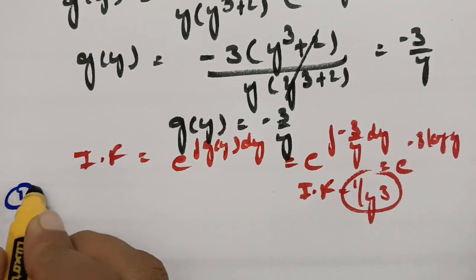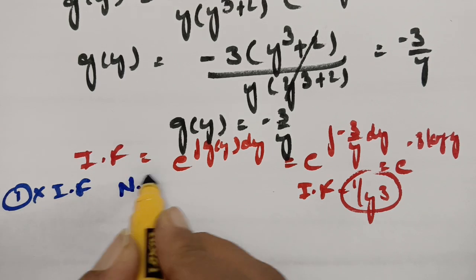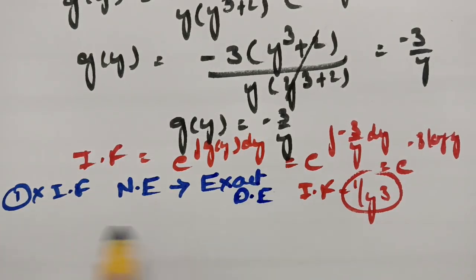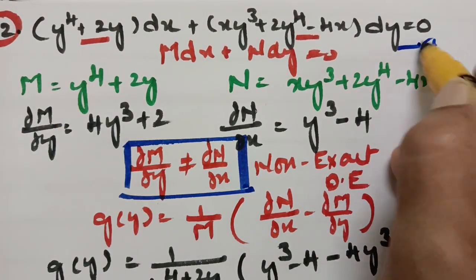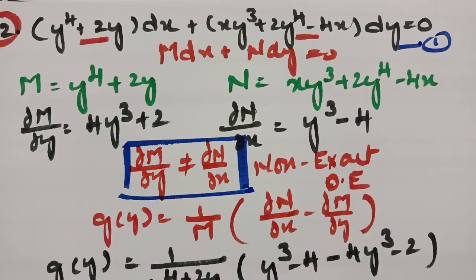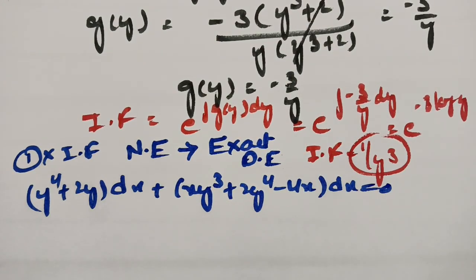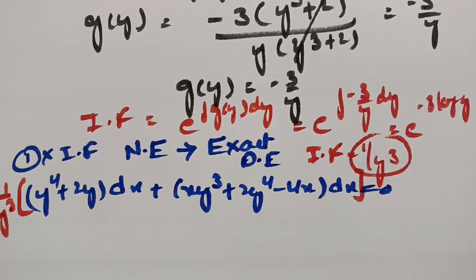Now equation 1 into the integrating factor. If I multiply equation 1 with the integrating factor, this non-exact differential equation is going to change into an exact differential equation. What is equation 1? The question itself is equation 1. So this is y power 4 plus 2y into dx plus xy cube plus 2y power 4 minus 4x into dy is equal to 0. As this is equation 1, now I am going to multiply throughout with 1 by y cube.